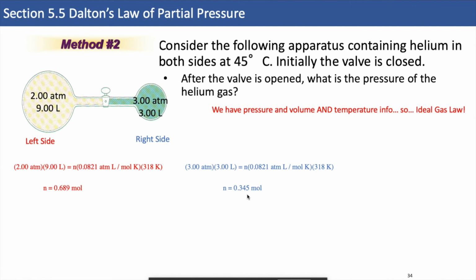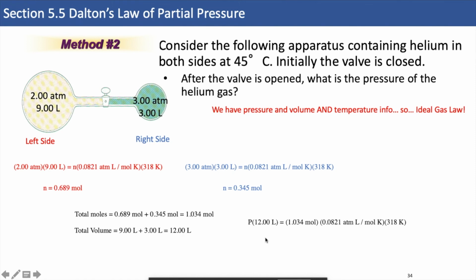Great. What can I do now? Well, now I could basically add these together, because that's what I'm doing. When I open the valve, I'm adding together the contents of this side and the contents of that side. When I do that now, think about it. Again, the volume has now changed, right? I've gone from 9 liters and 3 liters to 12 liters total. So I can now do that. First, again, add together your number of moles. You get 1.034. Total volume, 12.